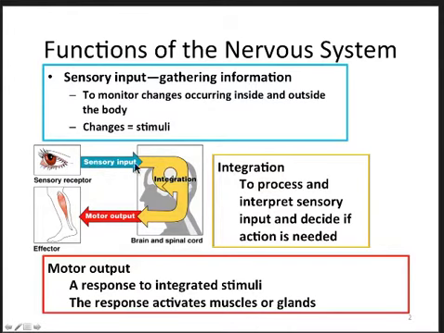Okay, so sensory input, then we interpret the information, then we form a plan of action, and then we send that plan of action down the spinal cord to the peripheral nerves, and then the effectors, the things that carry out the commands, do something about the perceived stimulus.